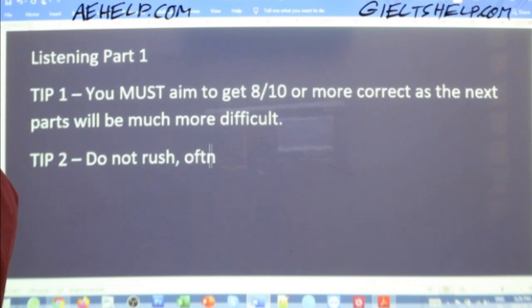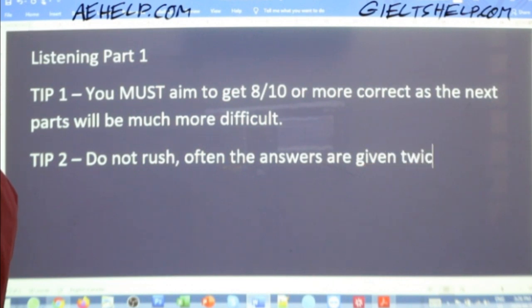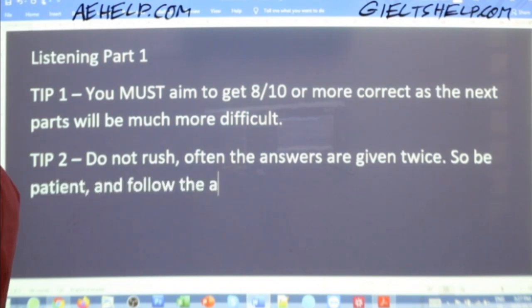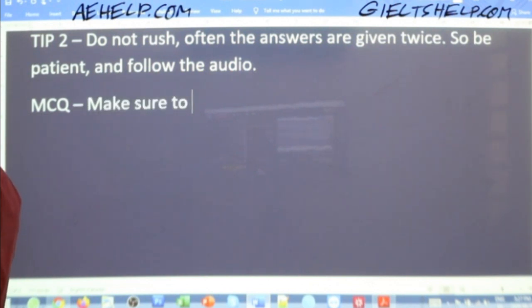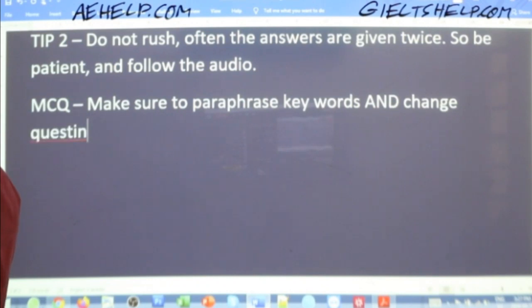Often the answers are given twice. Okay, so be patient and follow the audio. All right. Now, a little bit of multiple choice question strategy. Make sure to paraphrase keywords and change questions to statements. Okay, I'll show you what I mean by that.